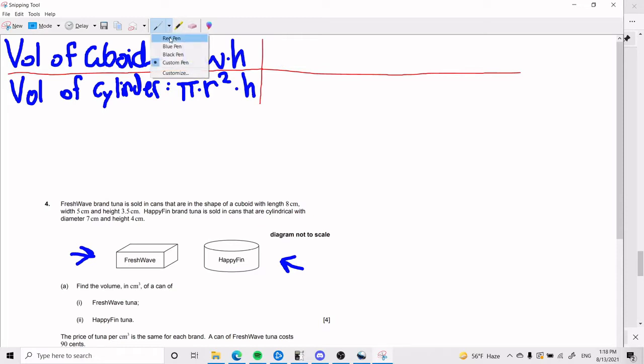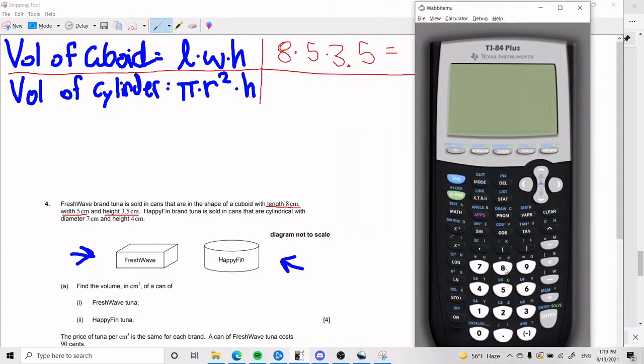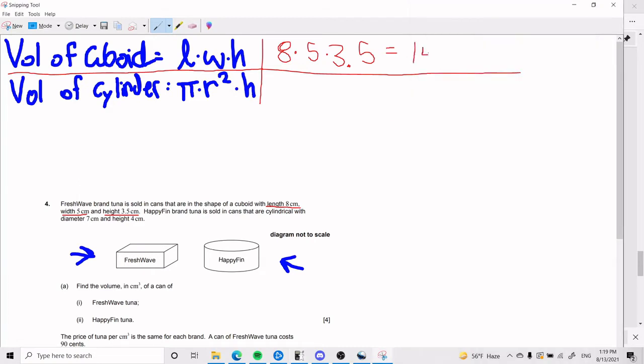And so we look at the problem and they give us the length right here. So I'm just going to plug in 8 for now. They give us the width right here, which is 5. And they give us the height right here, which is 3.5. Beautiful. We can go ahead, plug and chug, and find the volume of this cuboid immediately. So if we put this into our calculator, we have 8 times 5 times 3.5, and this gives us 140. And so, very importantly, we need to remember the units, which would be centimeters cubed.